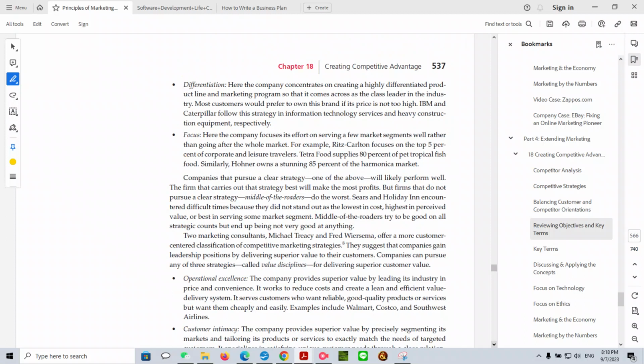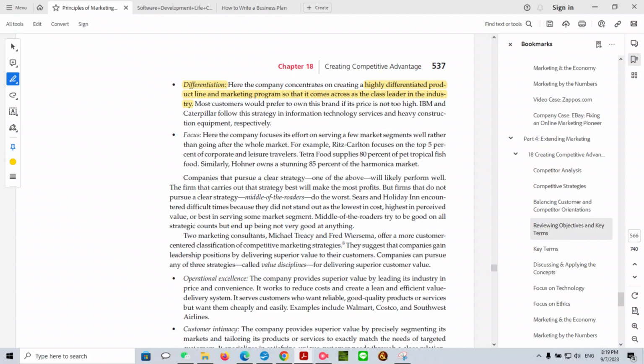We also have differentiation, which is very important in marketing, of course, because here the company concentrates on creating a highly differentiated product and marketing program so that it comes across as the class leader of the industry. Most customers prefer to own this brand if its price is not too high. IBM and Caterpillar follow this strategy in information technology service and heavy construction equipment, respectively.